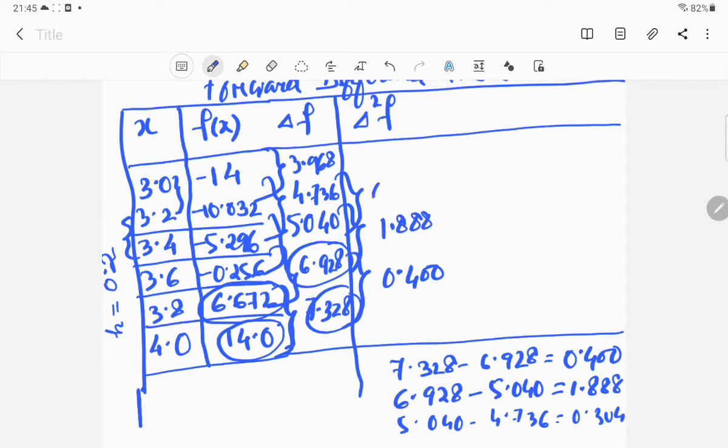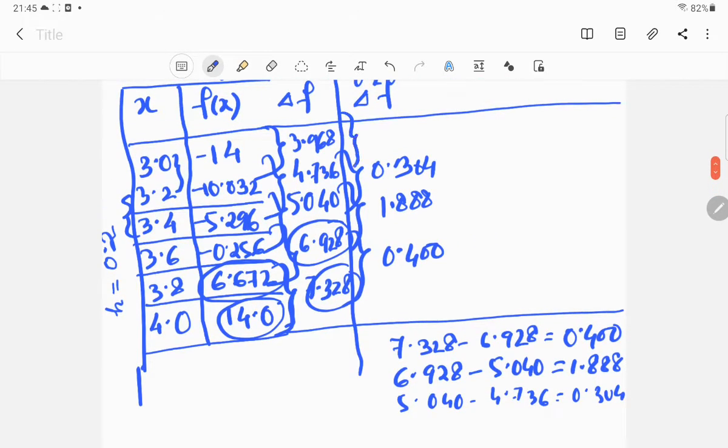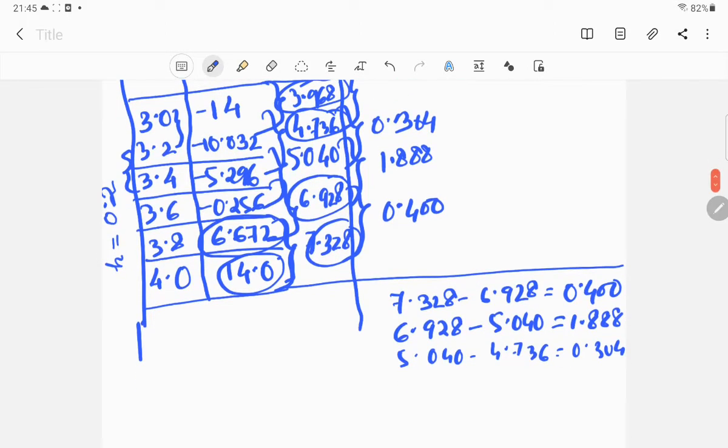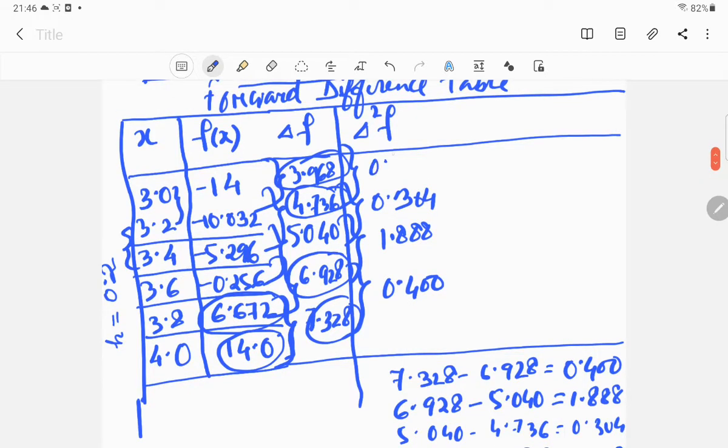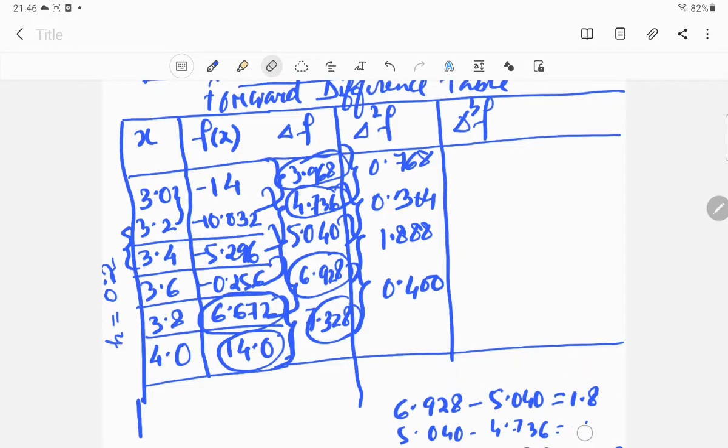So we have 1.888, then 0.304. Then we need the difference between 4.736 and 3.968. So 4.736 minus 3.968 is simply 0.768. Next we will find the third order difference. So let's again erase this data, this thing is not required.